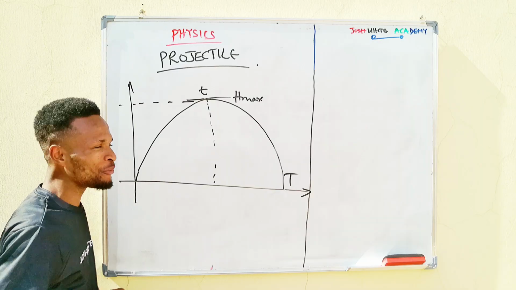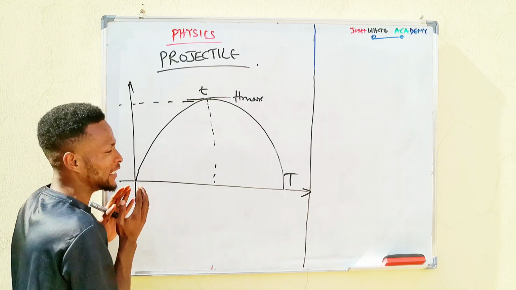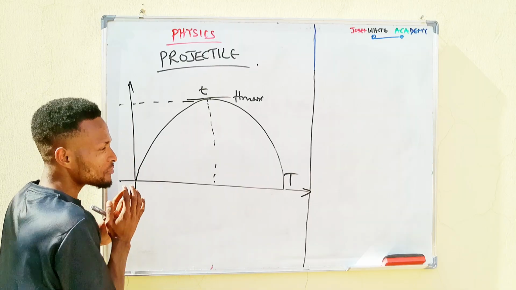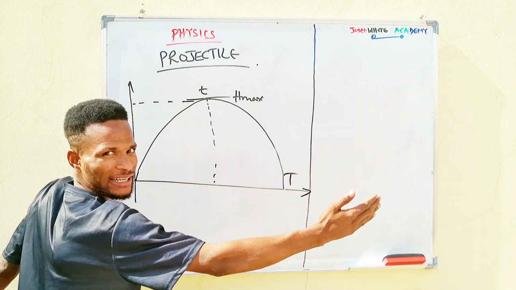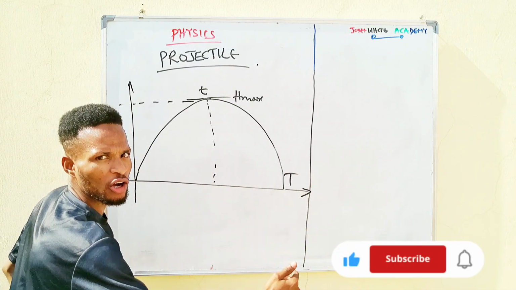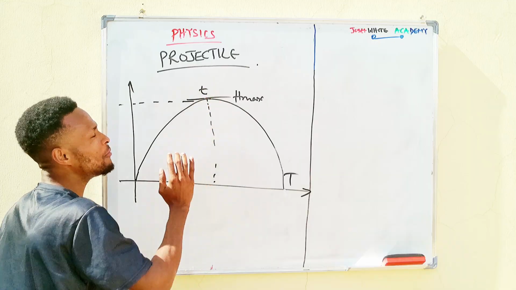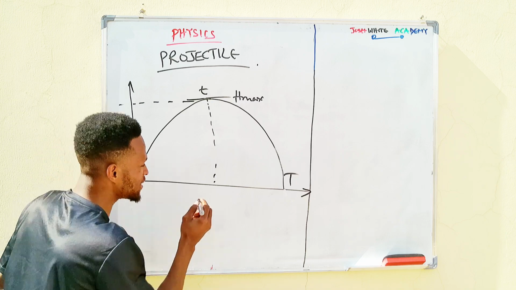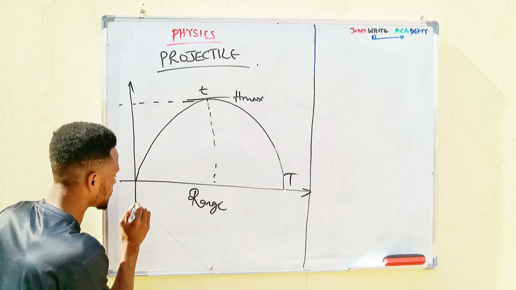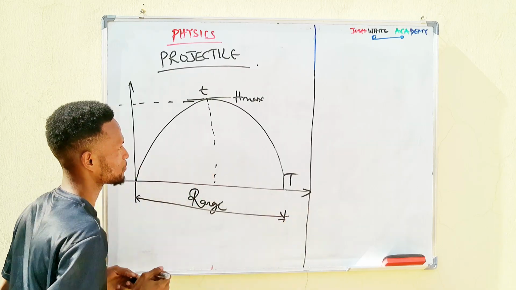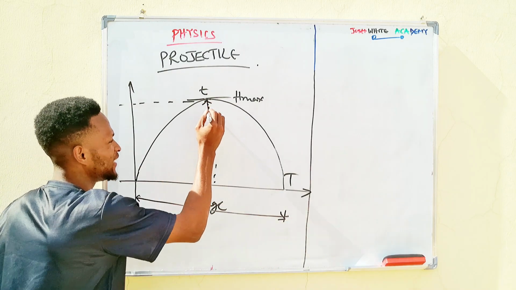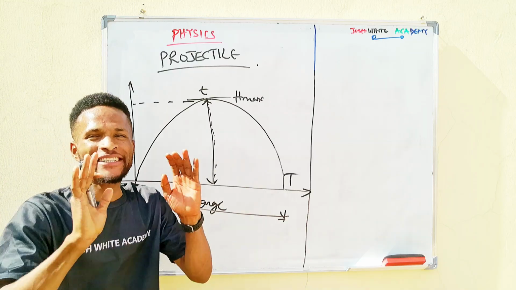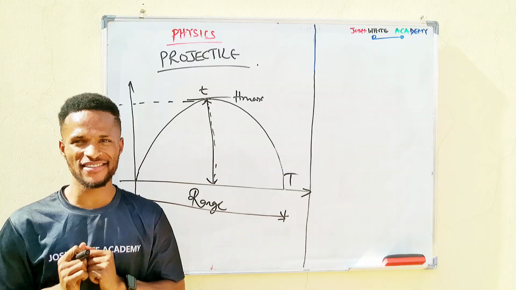And lastly, we have our range, which is the horizontal distance covered by the projectile. So it means how far the thing thrown was able to cover, whereas maximum height talks about how high it was able to reach. So this is our what? Our range. Whereas this is our height. So now, let me tell you about the formulas in projectile.